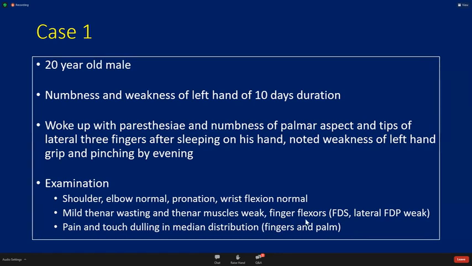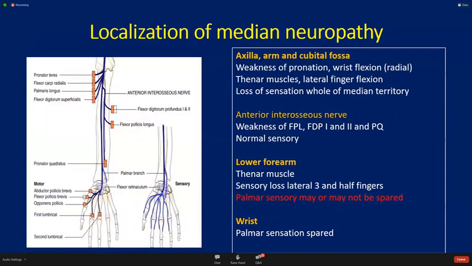But it is not at the level of the wrist. It has to be at least at the level of above the elbow. And the pain and touch were also impaired along the 3.5 fingers, but also including the palm, again suggesting that it is not at the level of the wrist, it is proximal to it. So now we'll just see how we can localize.